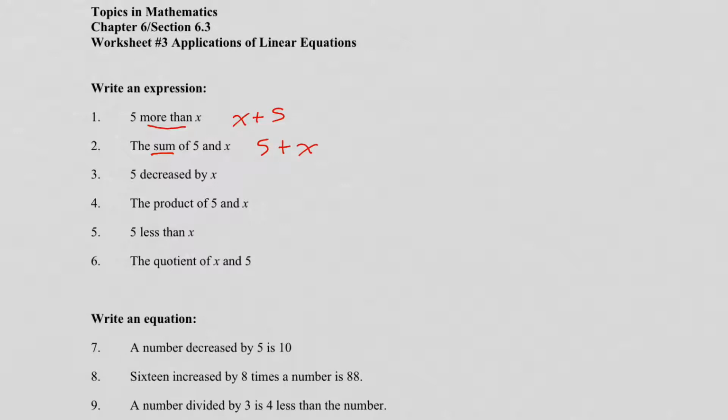The number 5 decreased by what? The number 5 decreased by x. Then we have the product, which is times. So the product of 5 and x, or we're just going to write 5x.